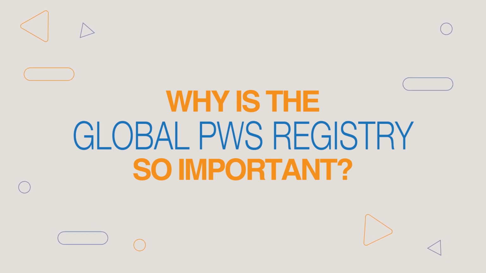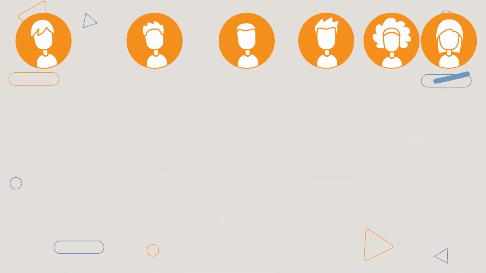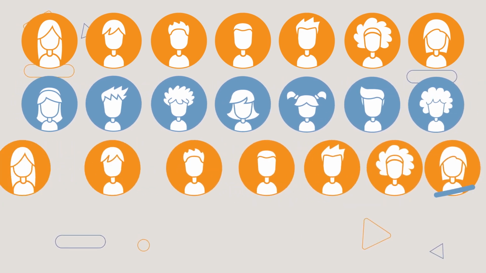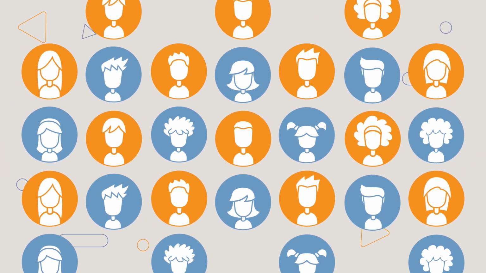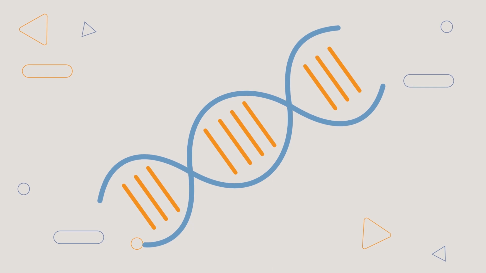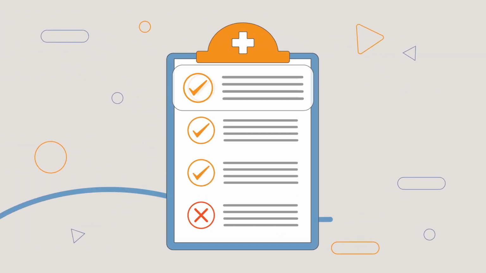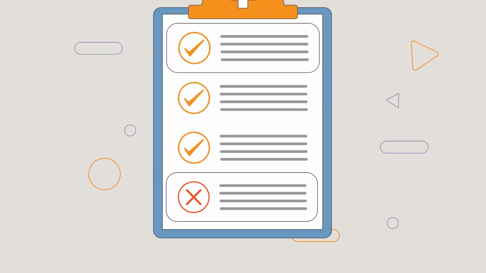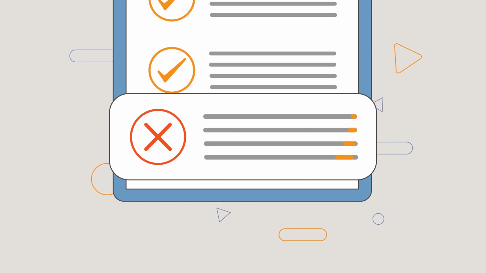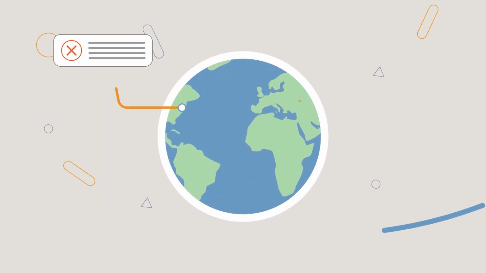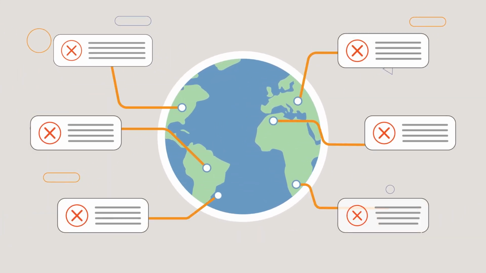The Global PWS Registry provides a comprehensive database of people with PWS. This helps us understand the natural history of PWS, speed up recruitment for clinical trials, create standards of care, identify and prioritize needs that aren't being met, and capture the full global diversity of PWS.